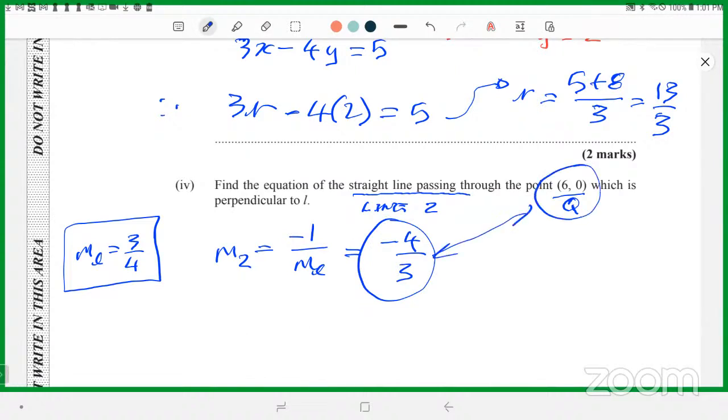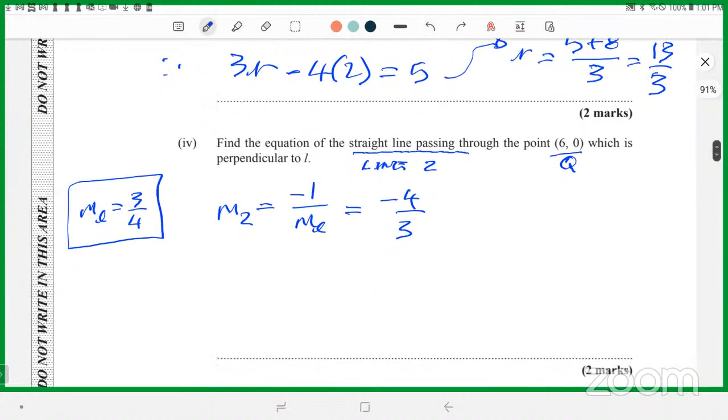Once you have those two things, the gradient and a point, you can determine the equation. So what is going to be the equation? Using the point-gradient form, the equation of line 2 is going to be y minus yq, the y value of the point that we call q, equals the gradient of line 2, the line that we want, into x minus xq.